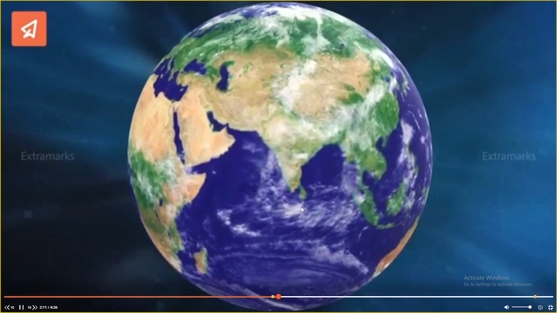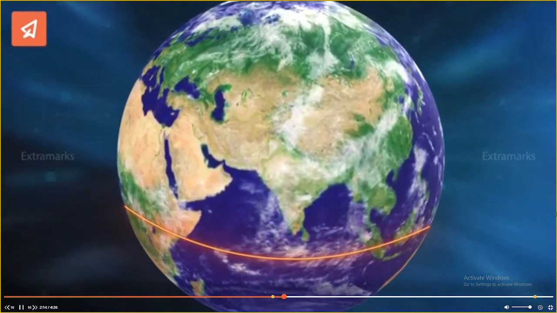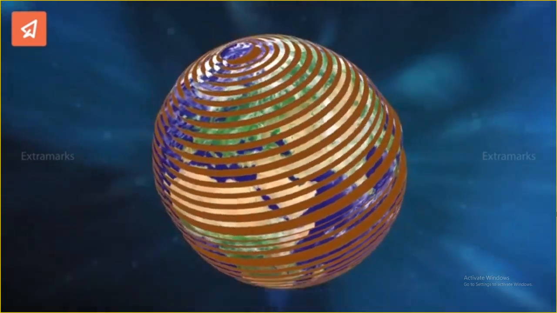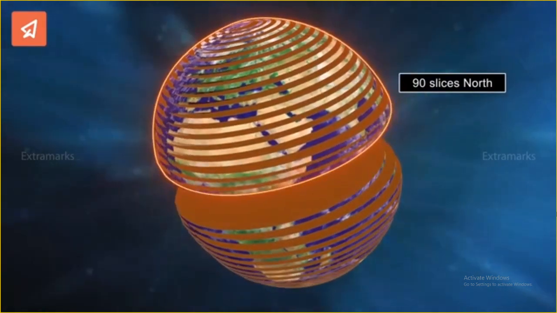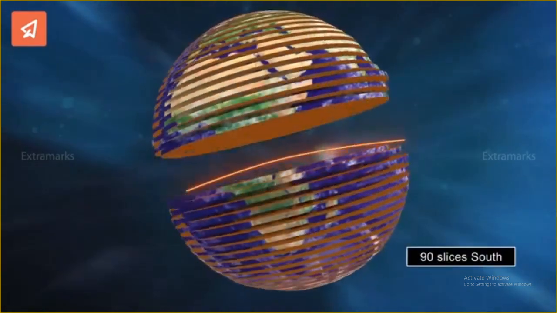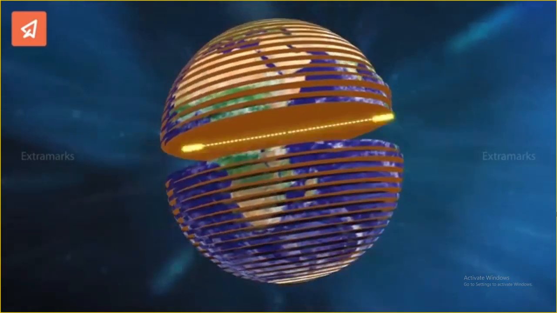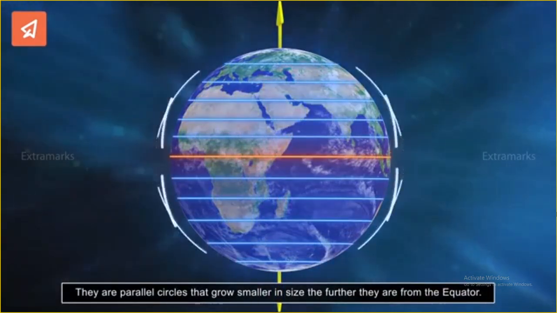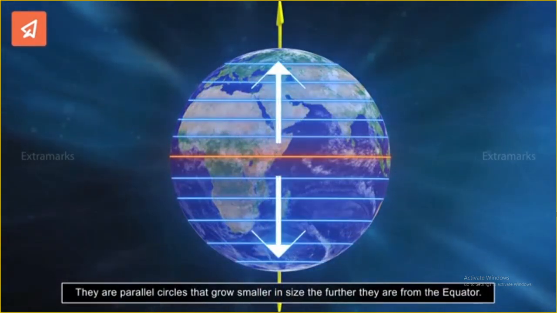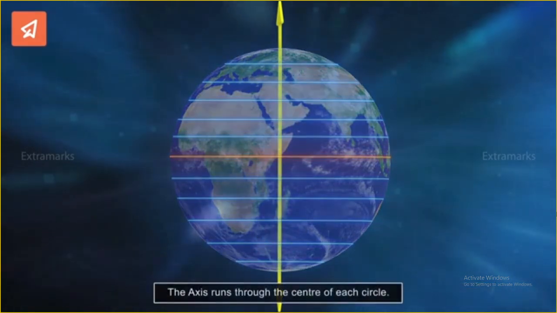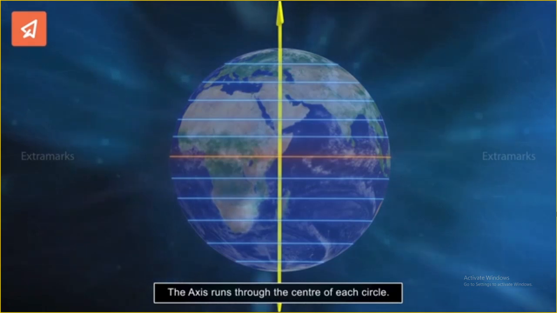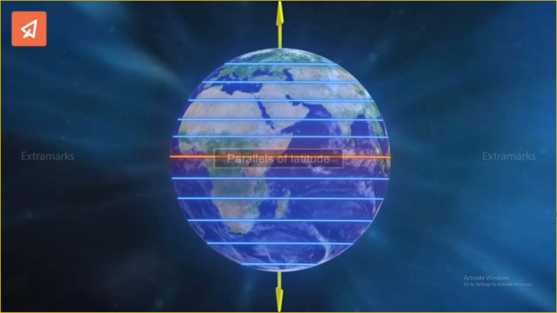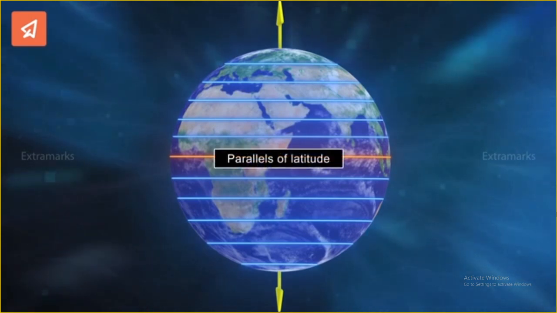However, we cannot determine locations with just the equator as a reference point. We have divided the globe into 180 slices, 90 slices north of the equator, and 90 slices south of it, each slice parallel to the equator. These slices are parallel circles that grow smaller in size the further they are from the equator. The axis runs through the center of each circle. These circles are measured in degrees and are called parallels or lines of latitudes.